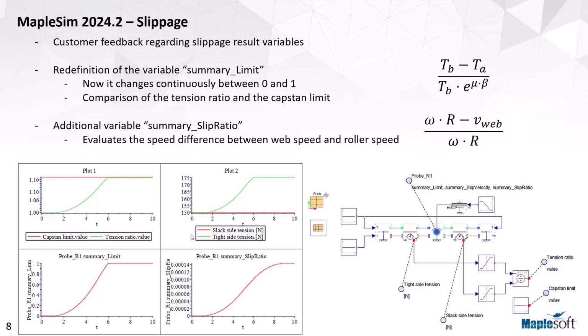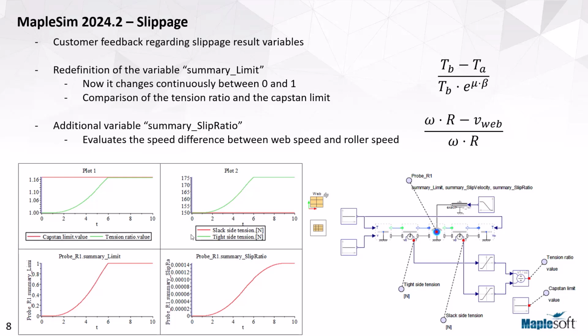In the older releases, the user has the possibility to see the results in different speeds between roller and web. And there was also one summary variable, and this summary limit gave feedback about the slippage itself. It says 0, there's no slippage, or 1, there is slippage.